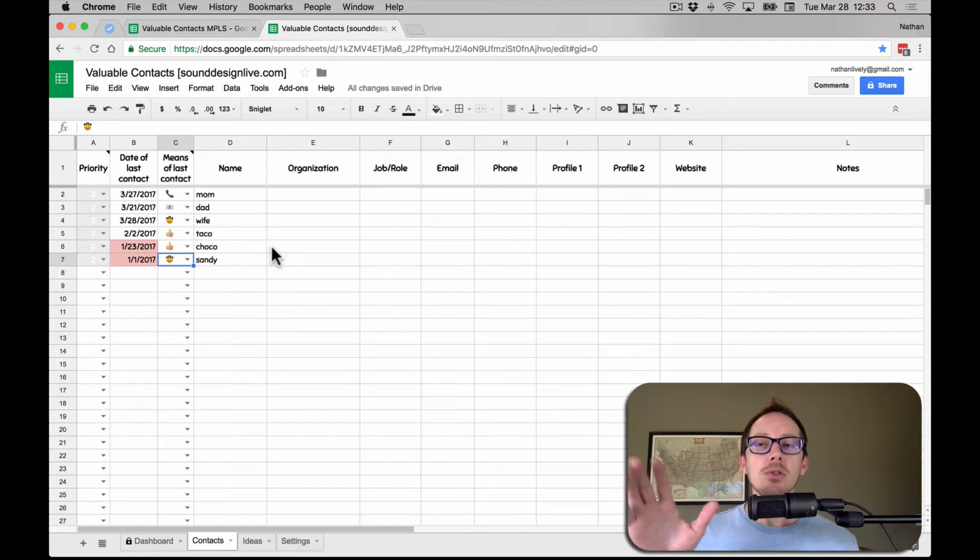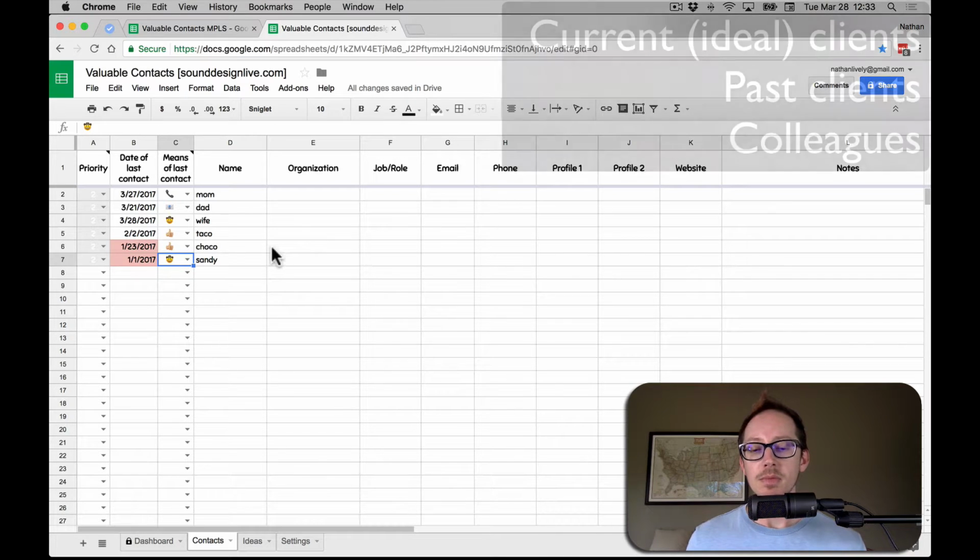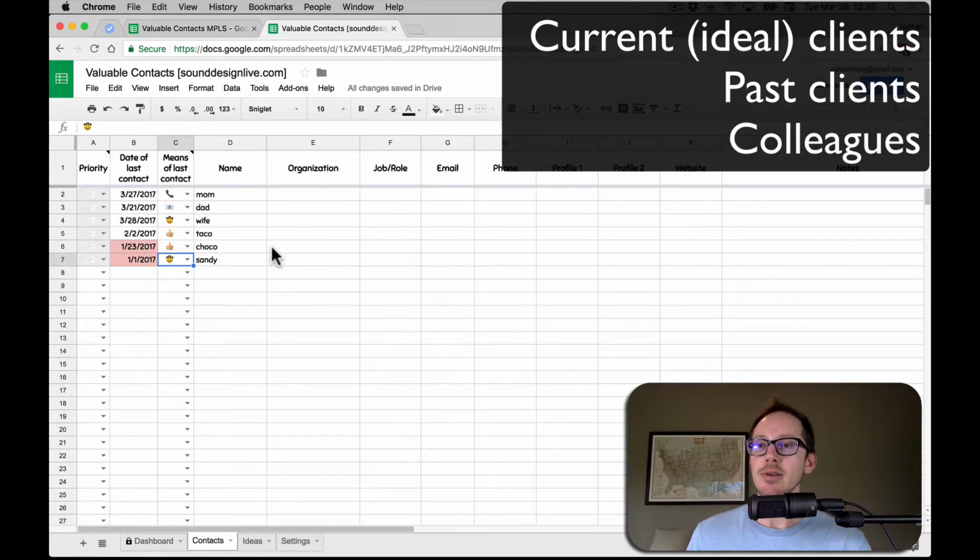So I put 3 or 4 family members that support you, 3 or 4 friends, and then your coach, your mentor. And then you're going to move on to the people who you're directly connected to in your business. So those would be current clients, only ideal clients, obviously, past clients, and colleagues.